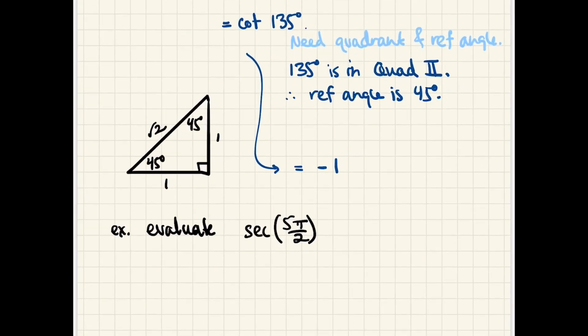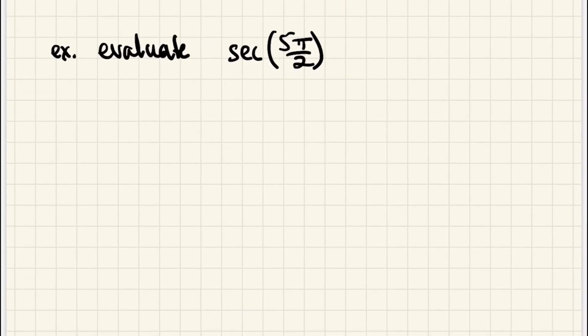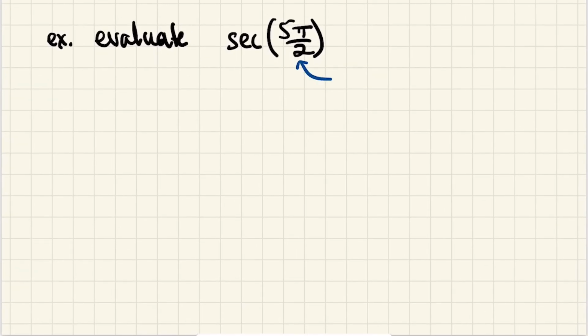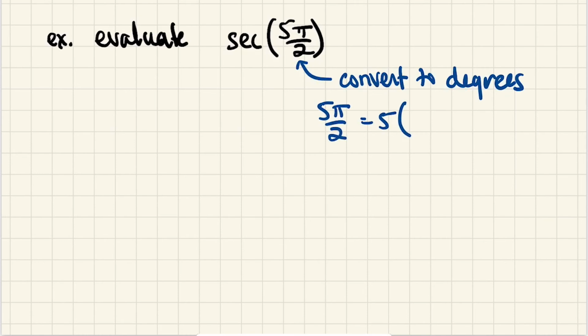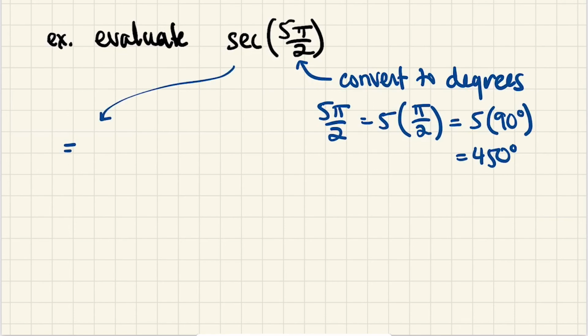All right, let's do secant of 5 pi over 2. So as usual, we will convert to degrees. So 5 pi over 2 is 5 copies of whatever pi over 2 is, and that's 90 degrees. So 5 90s is 450 degrees. So secant of 5 pi over 2 is like secant of 450 degrees.